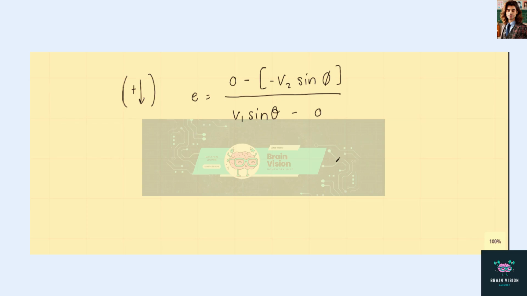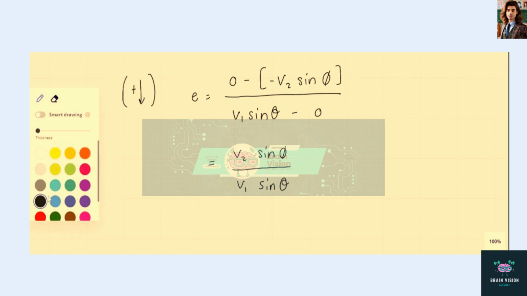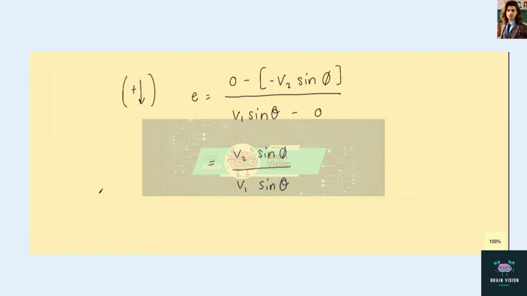During the impact, the ground does not move, so the velocity of the ground is 0 before and after. However, the ball has y components of its motion. And so from here, we can see that the coefficient of restitution is V2 sine phi over V1 sine theta. If we can eliminate V2 and V1, we have found the coefficient of restitution in terms of only the angles phi and theta.